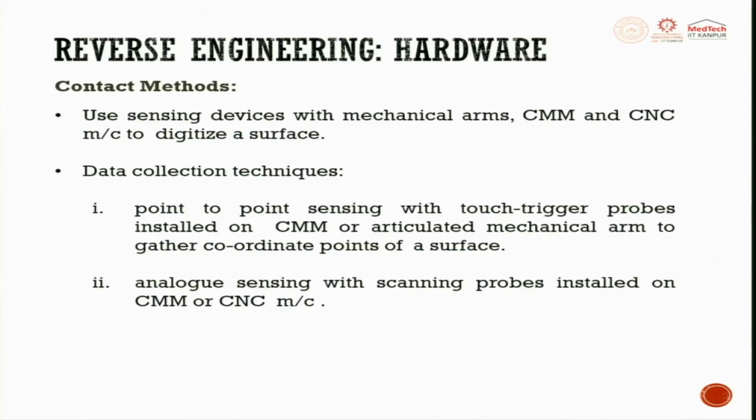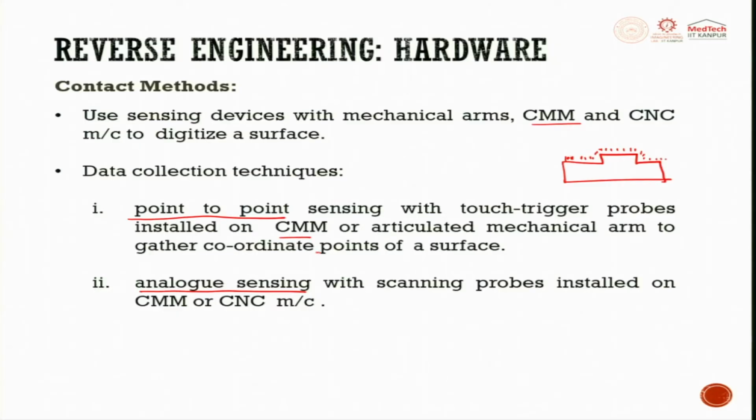The contact methods use sensing devices with mechanical arms, coordinate measuring machine, and CNC machine to digitize a surface. So data collection techniques are of multiple types. Majorly two of them are point-to-point sensing and analog sensing. Point-to-point sensing is when I manually try to scan my object from one point to another. Like these are the points that my scanner is trying to capture here. Point to point, it is manually being moved from one point to another using a joystick that is an attachment to the coordinate measuring machine.